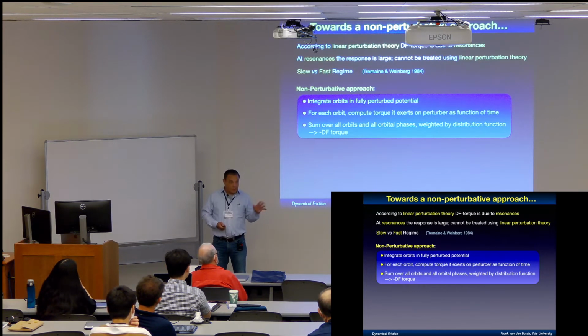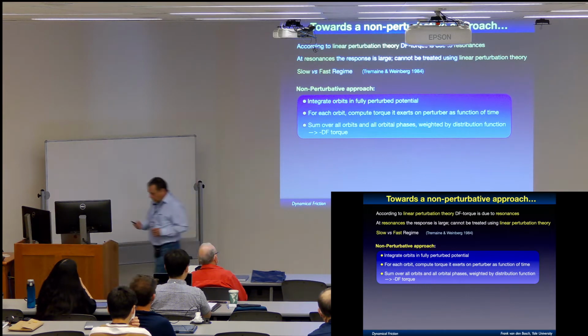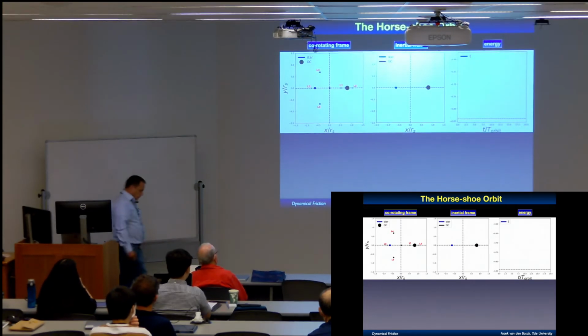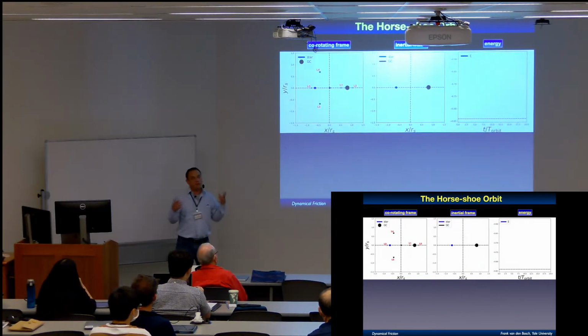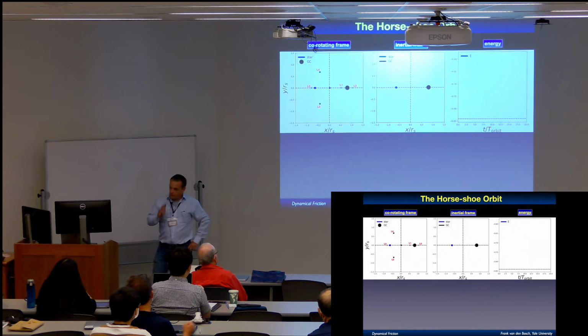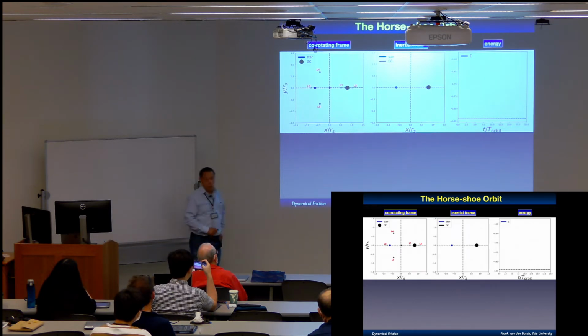I'm not advocating this as a method to calculate dynamical friction, you might as well run a simulation, but this is how we're going to get some insight. Now to make a long story short, basically, we found that dynamical friction is mainly due to stars that are in near co-rotation resonance with the perturber. Okay, so they have a circular frequency that's about the same as that of the perturber. Not exactly the same, but about the same. And one of those is this horseshoe orbit I'm about to show you.